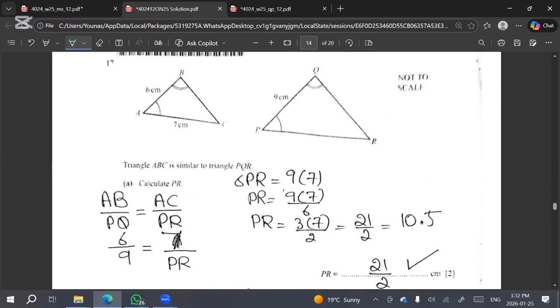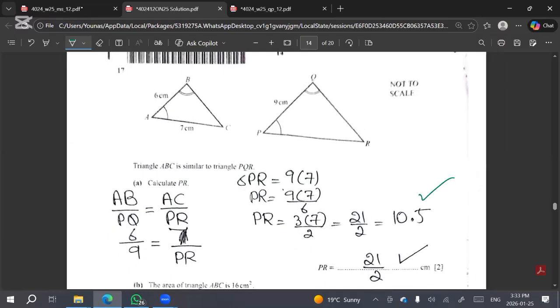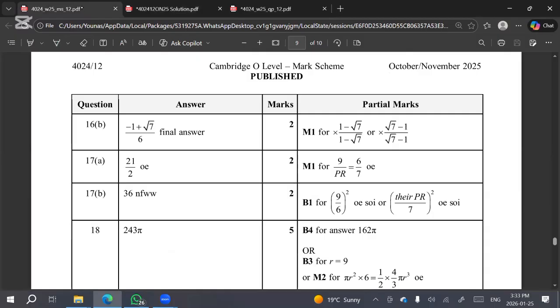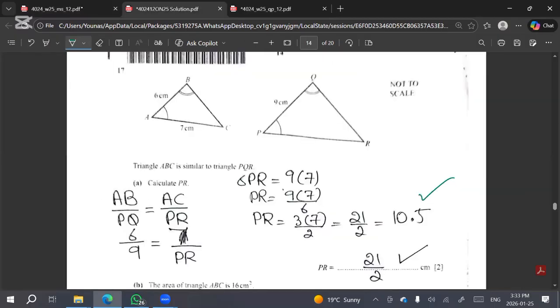Okay. So AB by the PQ will be equal to the AC by the PR from the name. I can write this. The AB is 6 and the PQ is 9. AC is 7 and the PR is the question. So the 6 times PR is equal to 9 into 7 and the PR will be equal to 9 into 7 divided by 6. So the PR will be equal to 3 into 7 divided by 2. That's 21 by 2 and that's 10.5, which is 21 by 2 if you want to write this in the fraction. And let me show you. So the answer in the marking scheme, 17A, 21 by 2 is the right answer, sir. This is how this is done.